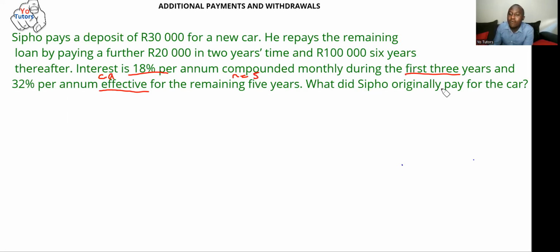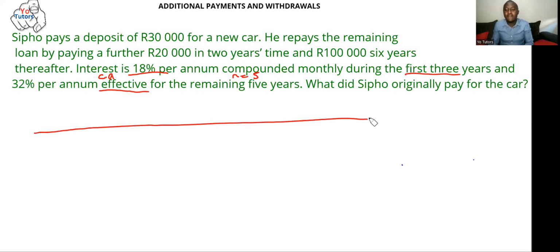Now, what did CPO originally pay for the car? We're looking for the original value. So let's just draw the timeline so that we understand what is happening here. Okay, let's draw our timeline like that.